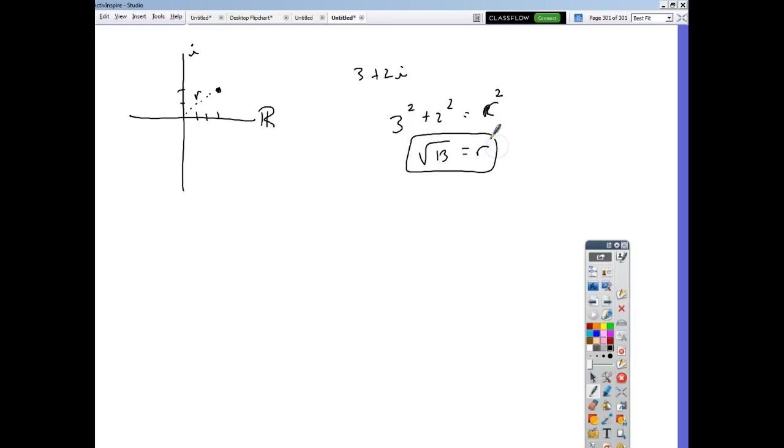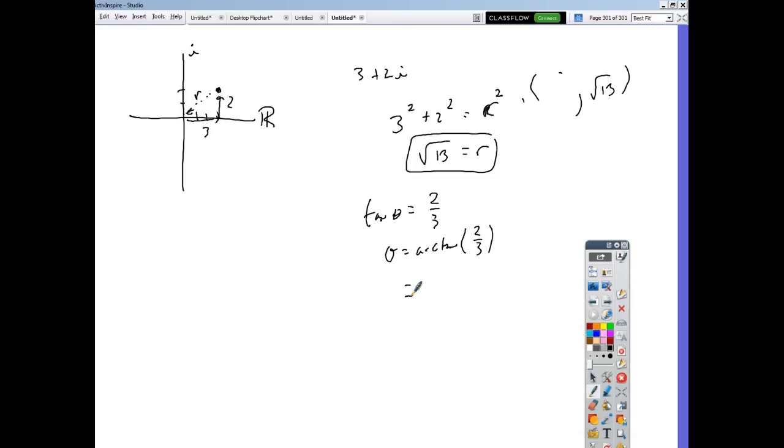Agreed? And then how do I find the angle? Oops, I got that wrong. Hold on. Root 13, comma, and then how do I find this part? I would go theta. This is 3, that's 2. So I go tangent of theta equals 2/3, or theta equals the arctan of 2/3, which is, put in my calculator, hit equals, what do I get?